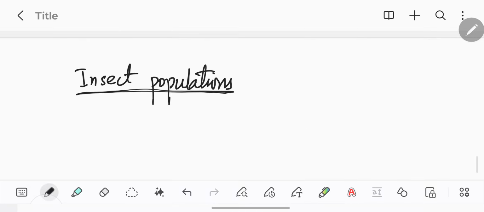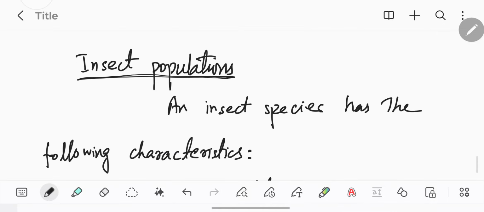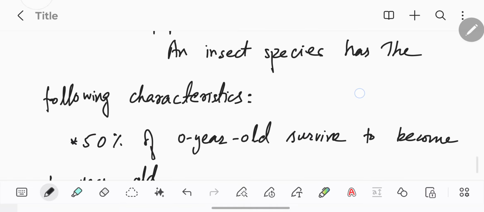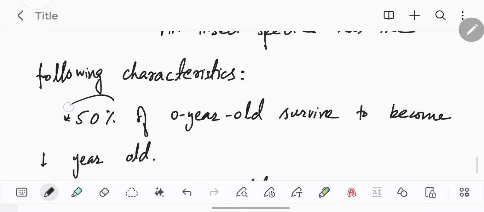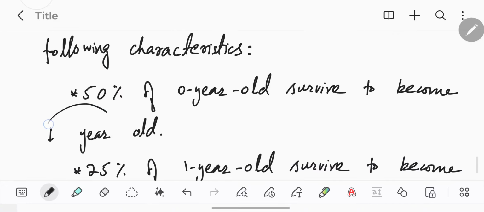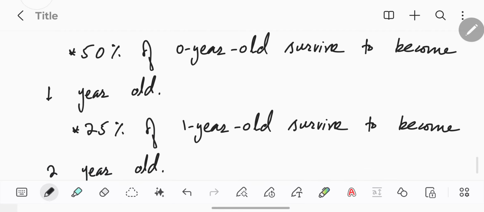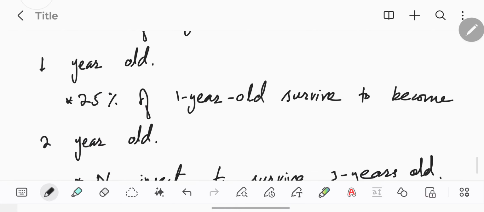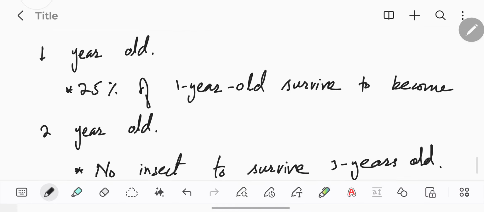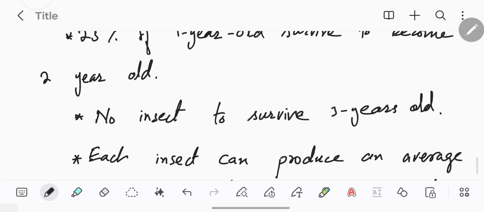Hello, in this video we will talk about eigenvalues and eigenvectors, but we will start with an example. Suppose that an insect species has the following characteristics. 50% of the 0 year olds survive to become 1 year old, and 25% of 1 year old insects survive to become 2 years old, and no insect completes 3 years.